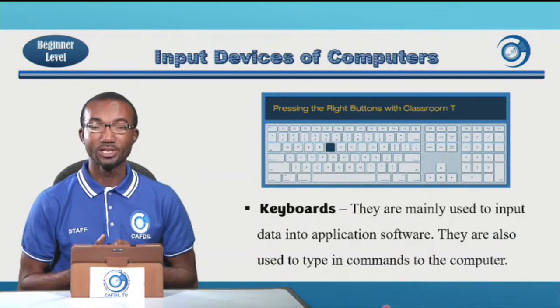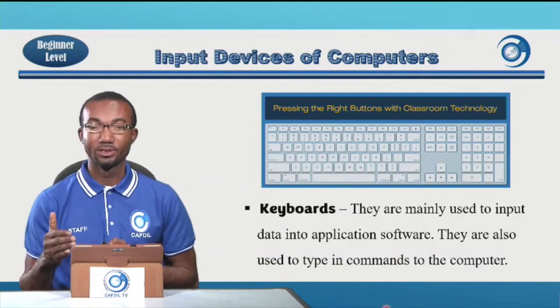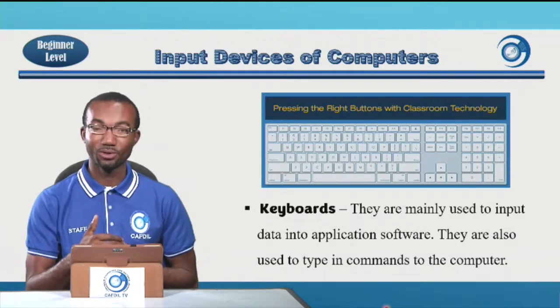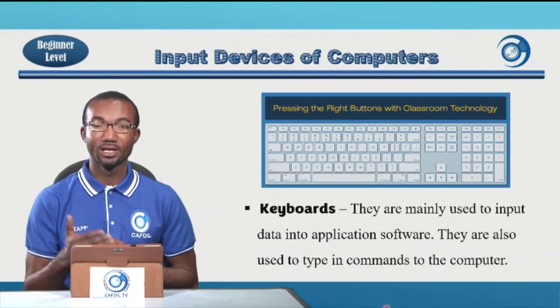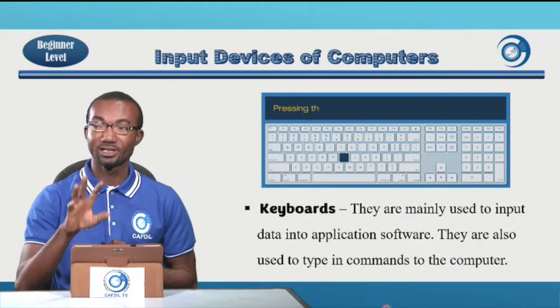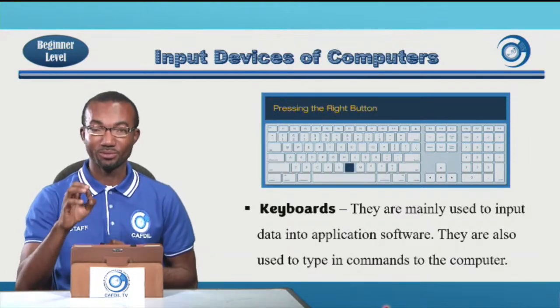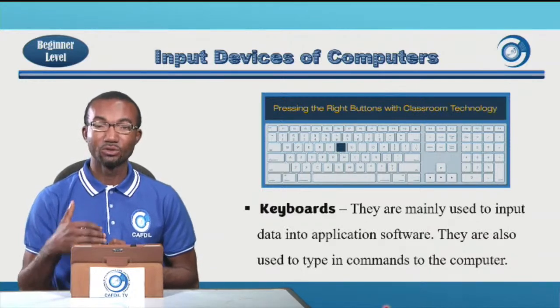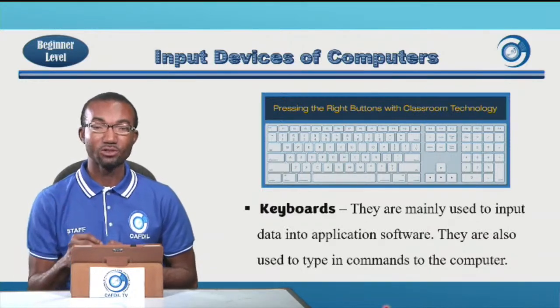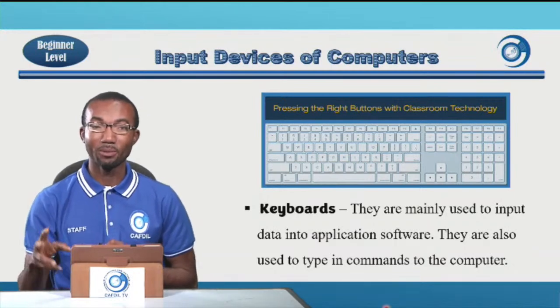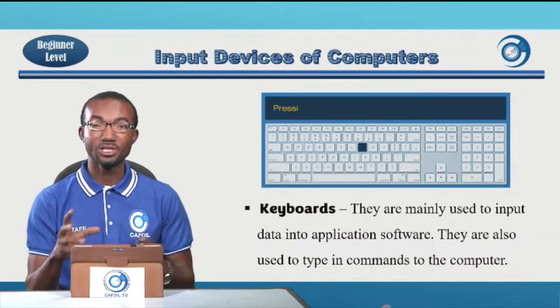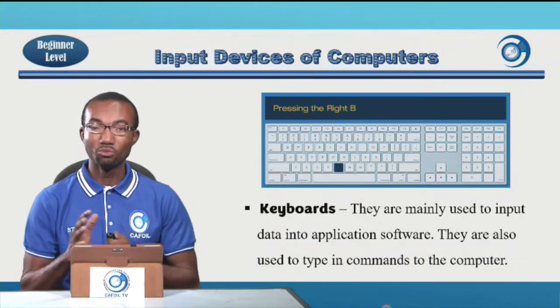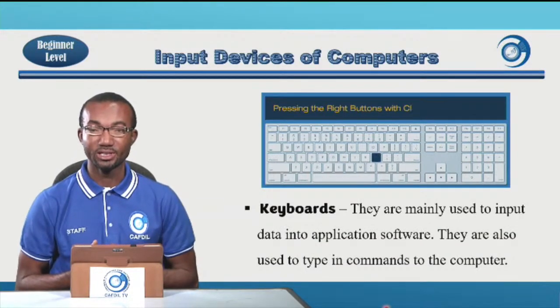and we said that software comes in two forms. We have the system software and application software. The application software is used to perform specific tasks. And we use this keyboard mainly to key in data into application software like Microsoft Word, like CorelDRAW, like PowerPoint, like Excel. We use the keyboard to do most of the job in this application software.